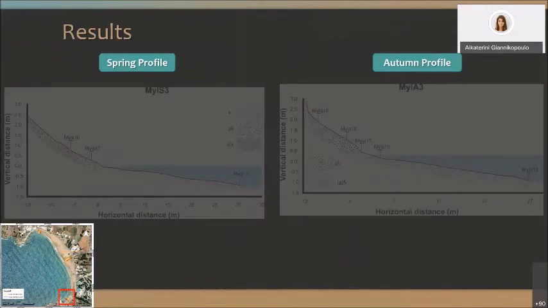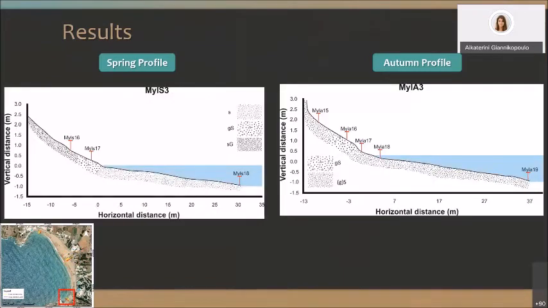Cross-section MIL S3 for the spring profile of the third position is characterized by a gradual transition of sediment texture from sandy gravel to sand. Along cross-section MIL A3, the majority of the samples are classified as slightly gravelly sand. Topography is characterized by a gentle slope in both profiles.